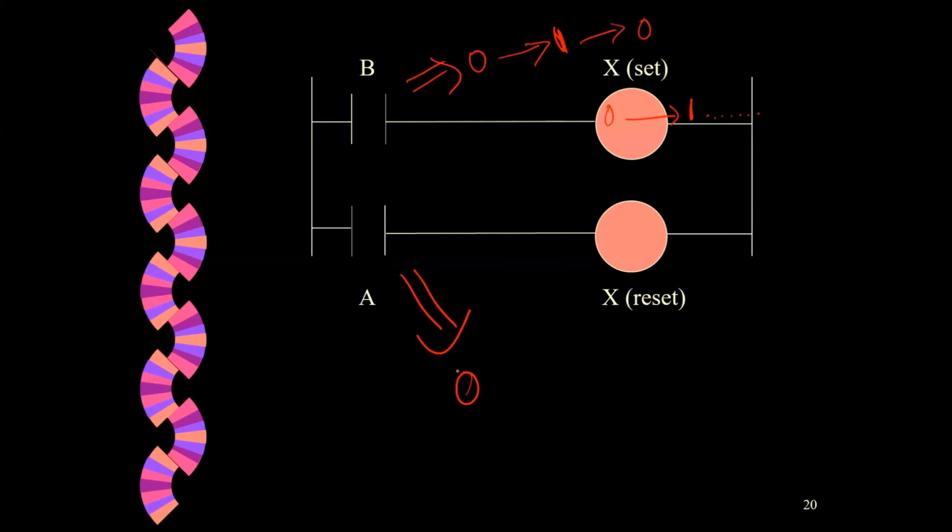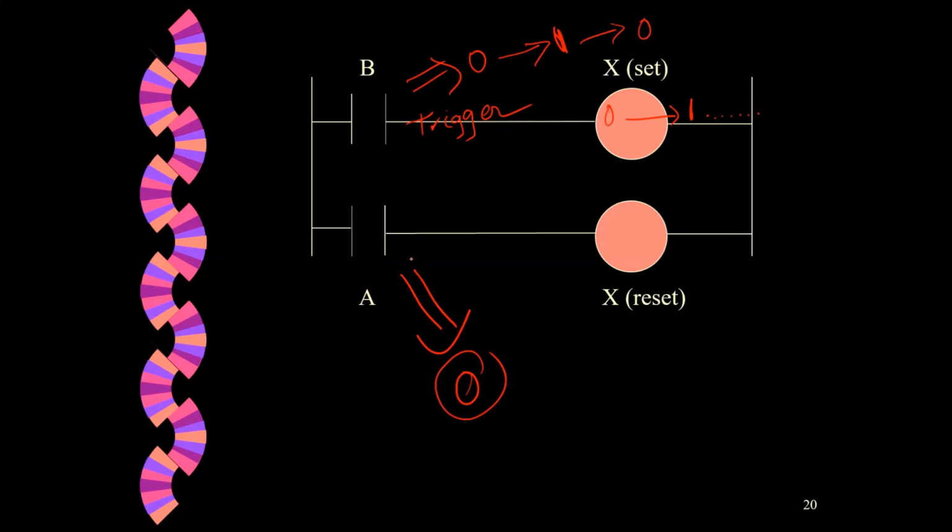provided A is 0. So A must be 0 to start with. B is to start with 0. Then don't touch A, only poke on B, make it true. The output X becomes true and will continue to be true even if B becomes 0. So this is acting like a trigger.